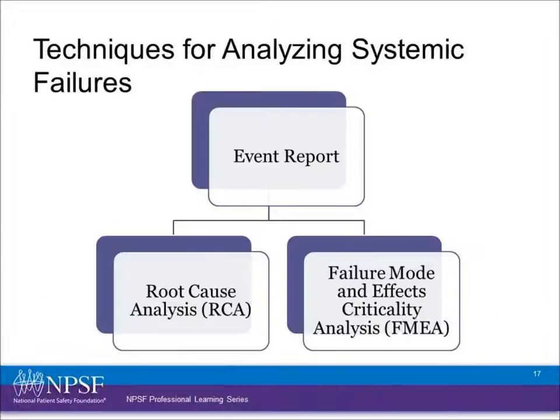Within organizations, I mentioned there's a number of different sources of information, but there's also some different techniques that are commonly used by organizations for analyzing systemic failures. And these generally flow down from the event report that comes into an organization. The two most common techniques for analyzing systemic failures are the root cause analysis and the failure mode and effects criticality analysis, sometimes called an effects criticality analysis, or just failure modes and effects analysis, or FMEA.